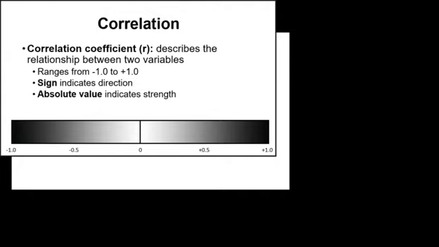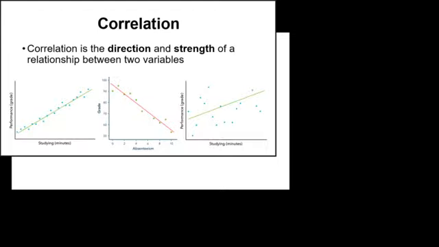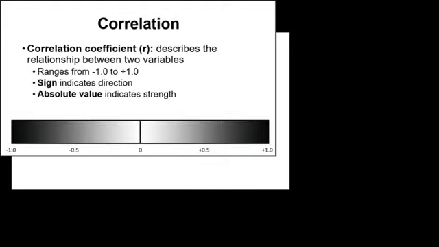-1 on the left, +1 on the right, 0 in the middle. So R can fall anywhere on that scale. And that's going to give us two different, very important pieces of information. The first is the sign. We can have a positive or a negative correlation. And just like we saw on the previous slide, we can have a positive or a negative relationship between our variables. So that's what this number is going to mean.